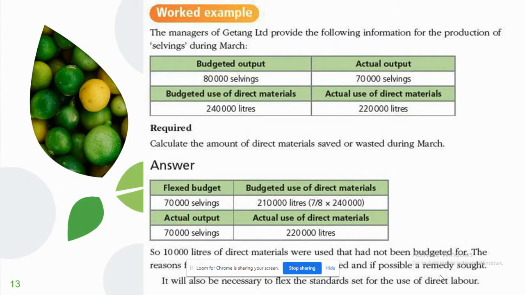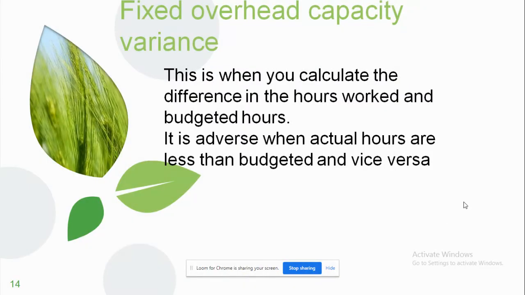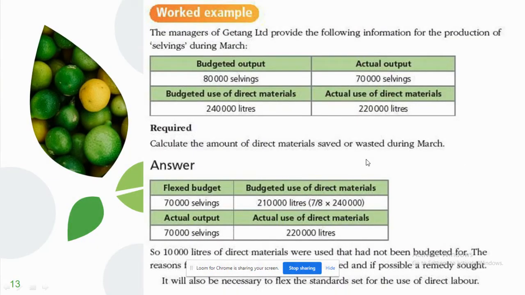An example here: the manager of Getang Limited provides the following information for the production of servings during March. So 8,000 servings were budgeted. The actual output of servings was 70,000. That means it is very important to now flex this 80,000 to show 70,000, so that we compare the costing of 70,000 actual with flexed 70,000 servings.